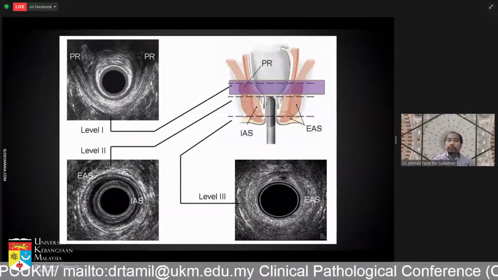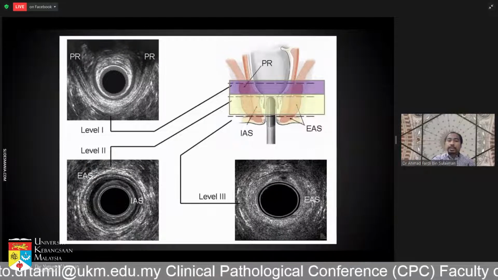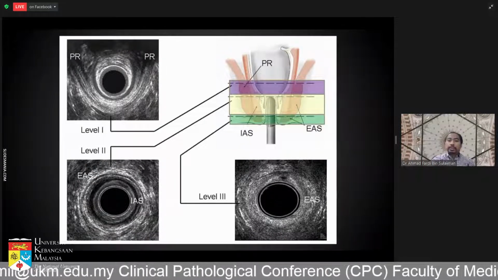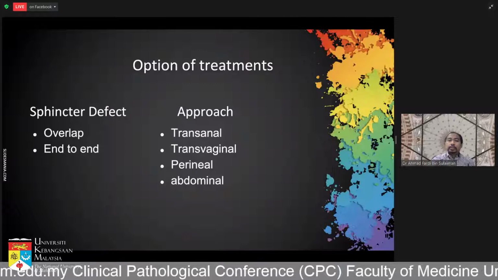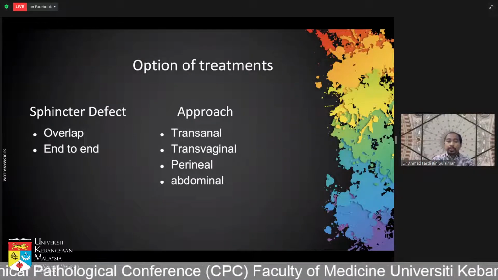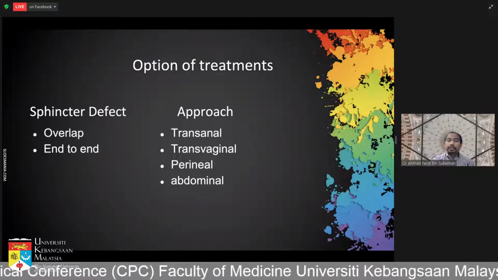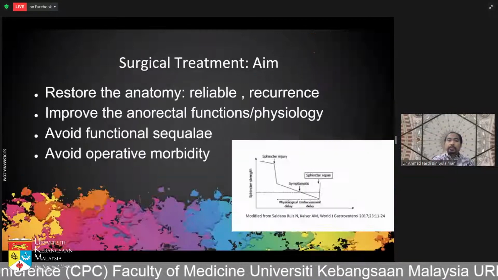You can see here level 1. Following that, the mid anal canal, level 2, you can see external and internal sphincter, and level 3 of the lower anal canal. And then the treatment options of the sphincter injury, you can do either overlap or end-to-end anastomosis, and the approach either transanal, transvaginal, perineal, and abdominal.